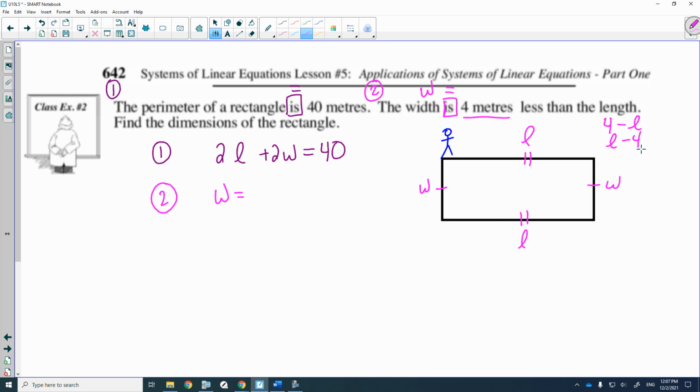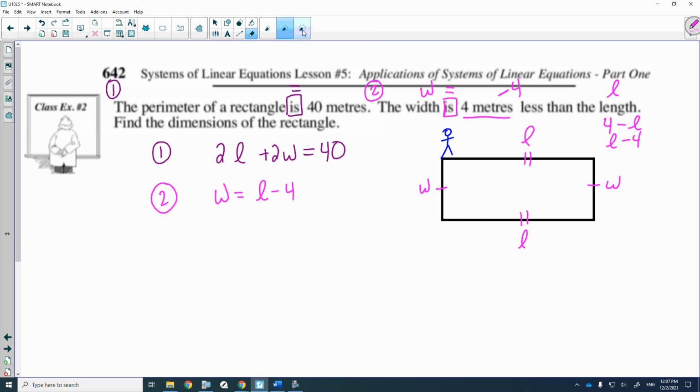Who thinks they know what it would be? Evan, what do you think? It's actually not 4 minus, well, this would be the length less 4. So 4 meters less than, that's going to be minus 4, right? 4 meters less than, and the length is L. It would be L minus 4. Width is L minus 4. If it was 4 meters more, that would be plus 4. So it would be L plus 4.